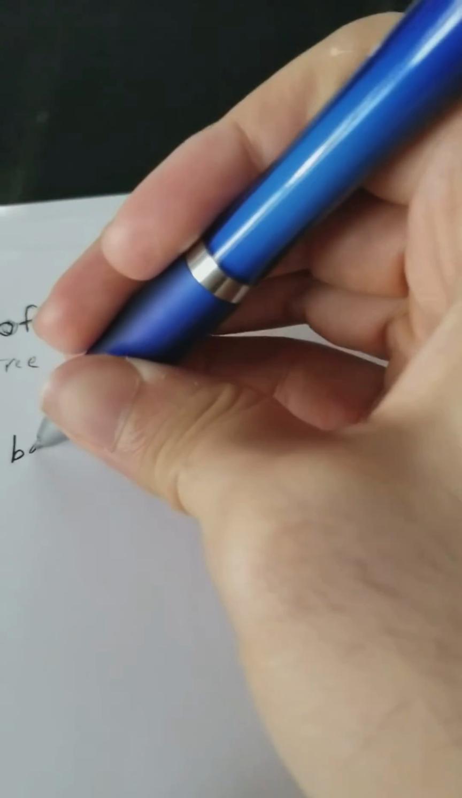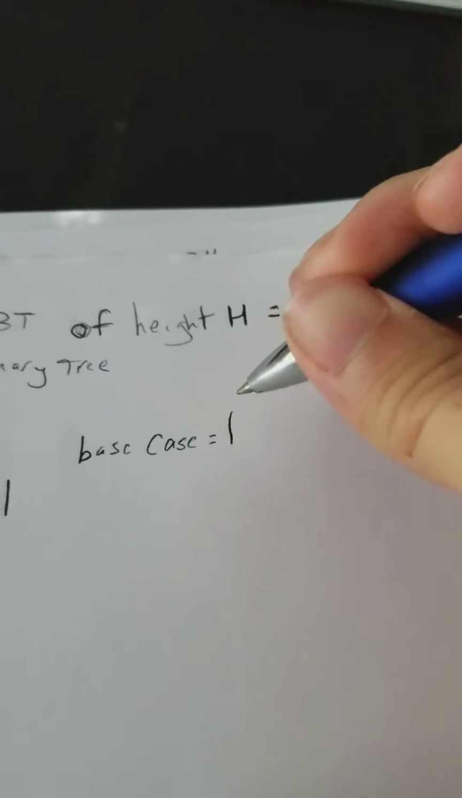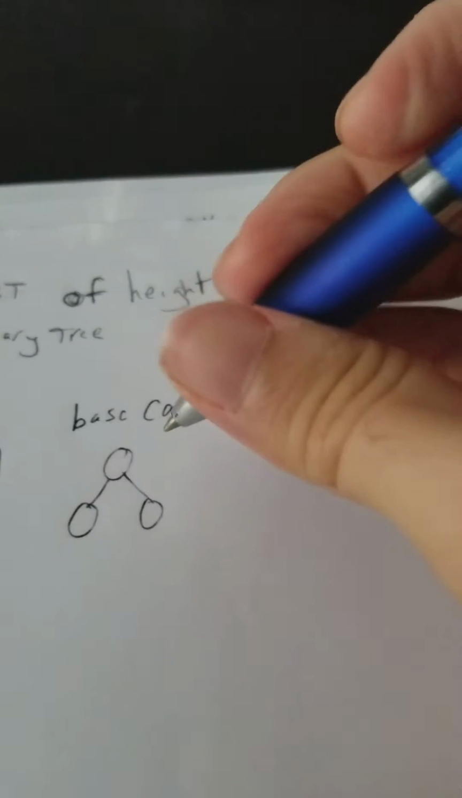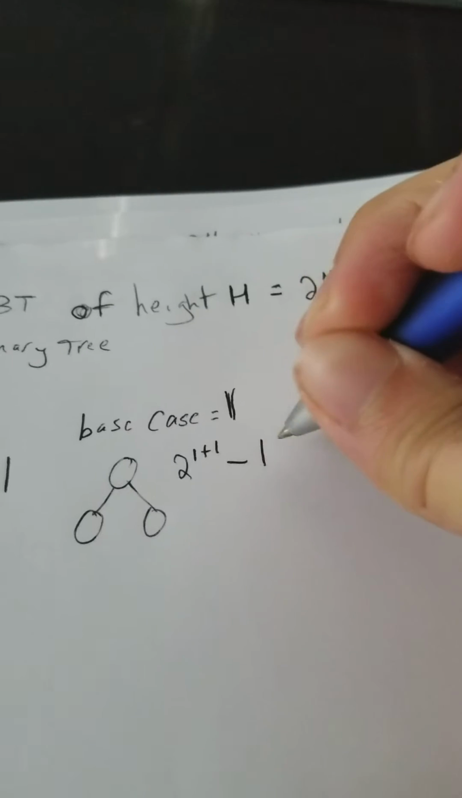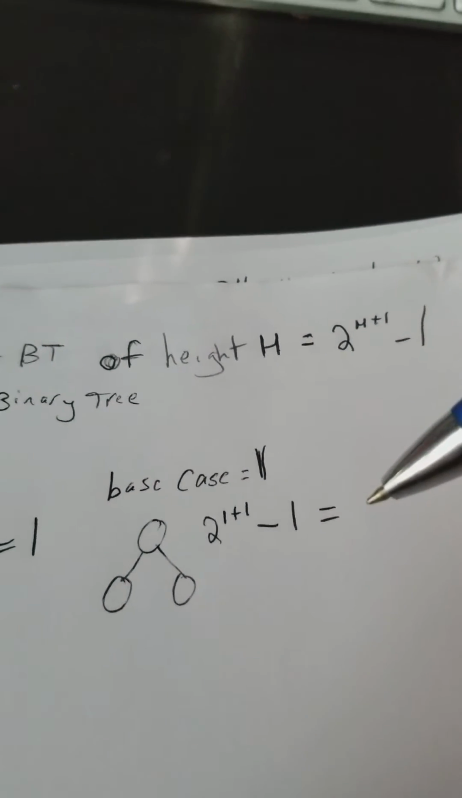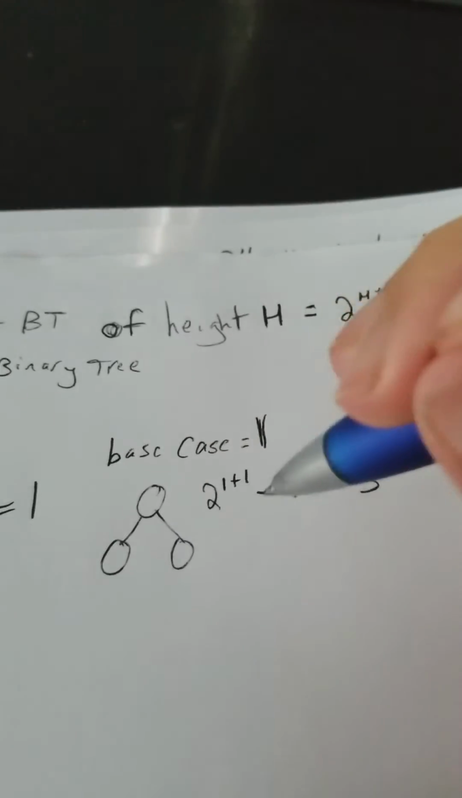Just for visualization's sake, I'm going to do one more. Let's say base case equals 1. So if our height is 1, that means our tree looks like this. So we're going to say 2 to the 1 plus 1, minus 1, equals 2 raised to the power of 1 plus 1, which is 2 squared, which is 4, minus 1 is going to give us 3, which does indeed match the number of nodes in our illustration of our tree here. So now we know it works.